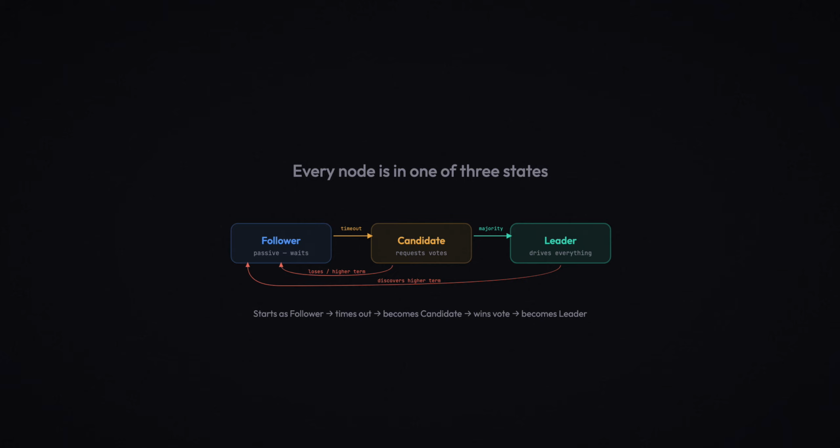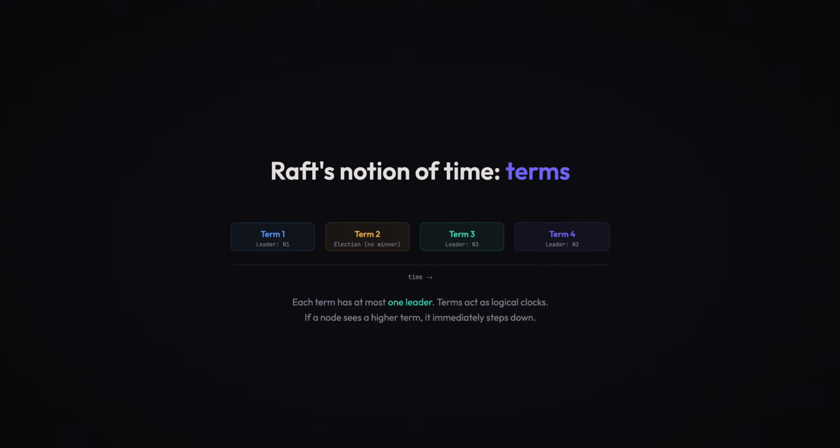The life cycle flows naturally. Every node starts as a follower, becomes a candidate if it stops hearing from the leader, and becomes the leader if it wins an election. Raft divides time into terms. Each term is a period with at most one leader. A term begins with an election. If the election succeeds, the winner leads for the rest of that term. If the election fails, say due to a split vote, the term ends with no leader and a new term begins immediately with a new election.